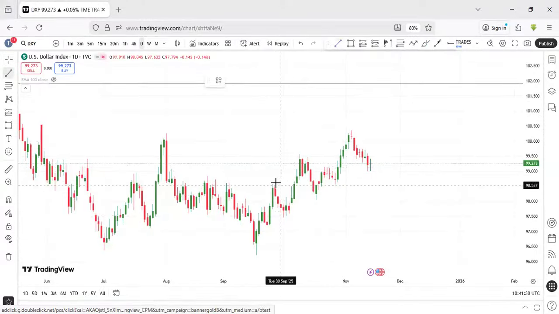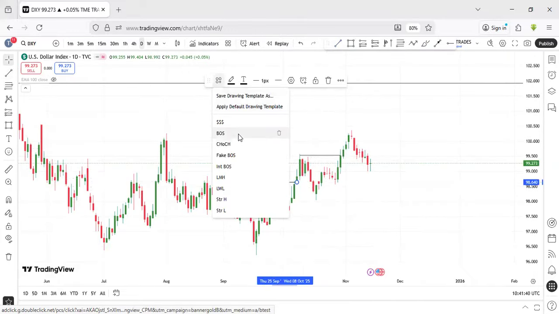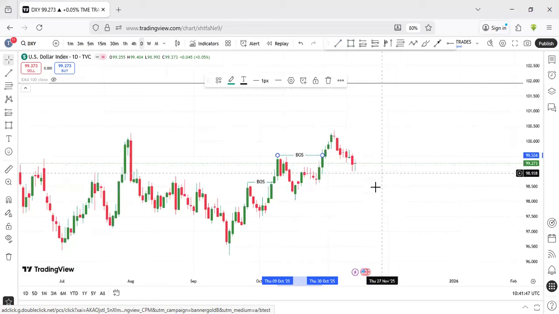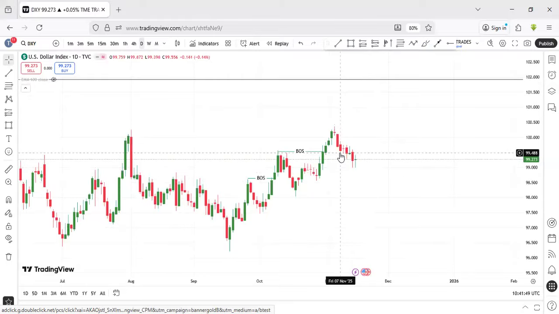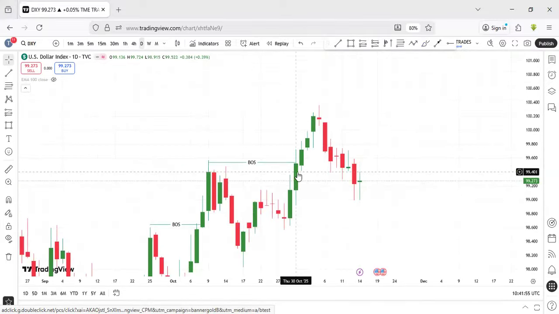So let's identify some structures broken already. It broke this one to the upside, broke another one here. So we are going to identify this as a break of structure, identify this as a break of structure. And as you can see, during these breaks, we have only one fair value gap there, which is what we are seeing at this particular place, right? And on lower time frame, this is going to now serve as a liquidity sweep.